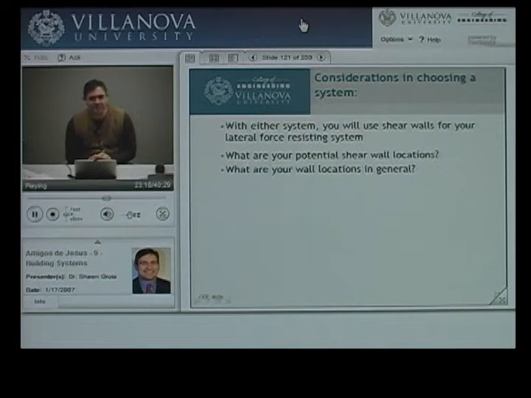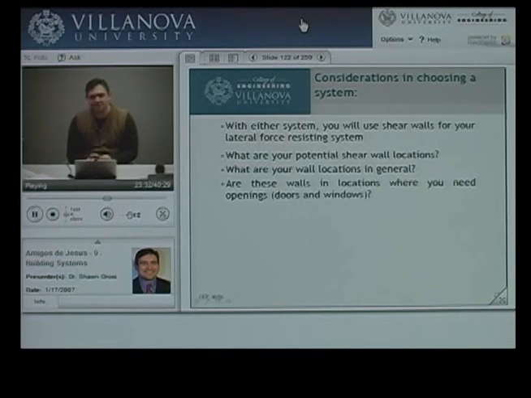What are your wall locations in general? Start with that question. Obviously, you're not going to add a shear wall. You want to try and work it into the architectural requirements that already exist for you. If we need to modify the architectural requirements, you can ask special dispensation from Dr. Deinhardt and myself. We'll pass it down to the clients if you need to. And that typically comes from the fourth question that I've posed here. What happens with windows and doors?